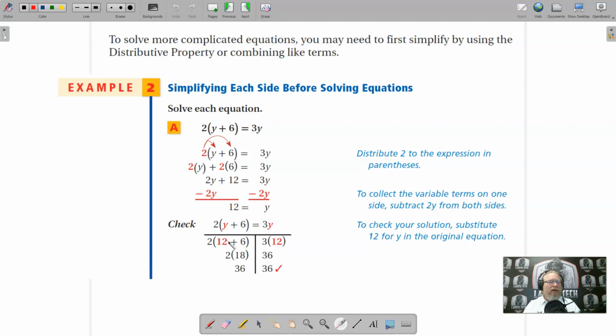And you could always plug that value of 12 back in on both sides for the value of y. Do the math and find out indeed they both equal 36 on each side of the equation. So the solution of y equals 12 is indeed correct.